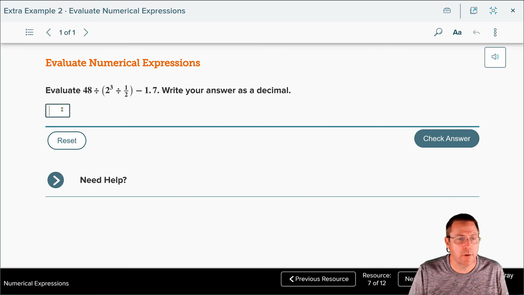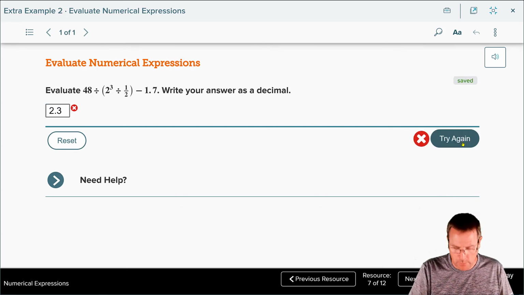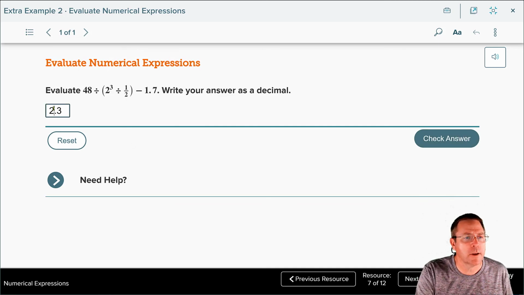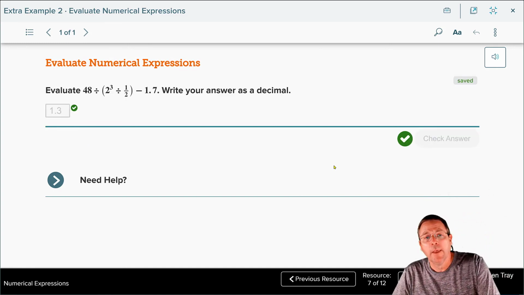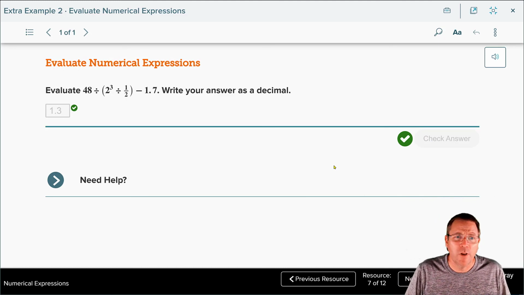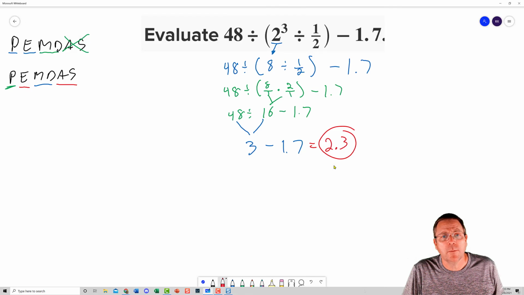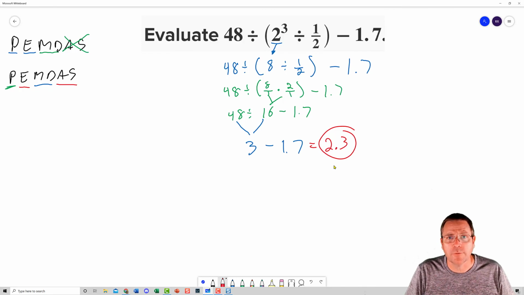Jump back over here, put in the 2.3, check it. Uh-oh. Should be a 1.3, I do believe, actually. I think I let my mouth get ahead of my brain. So it does check. It really is not that hard of a problem to do. It's just a little time consuming, and you got to remember, do your PEMDAS inside the parentheses, and then do your PEMDAS outside the parentheses.